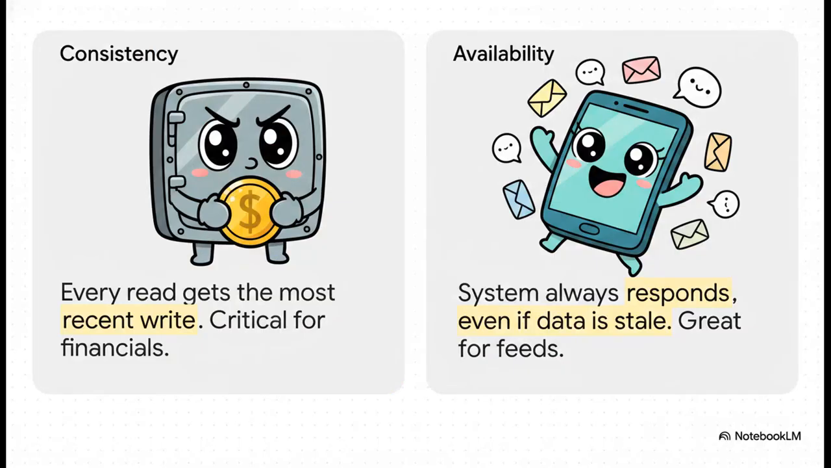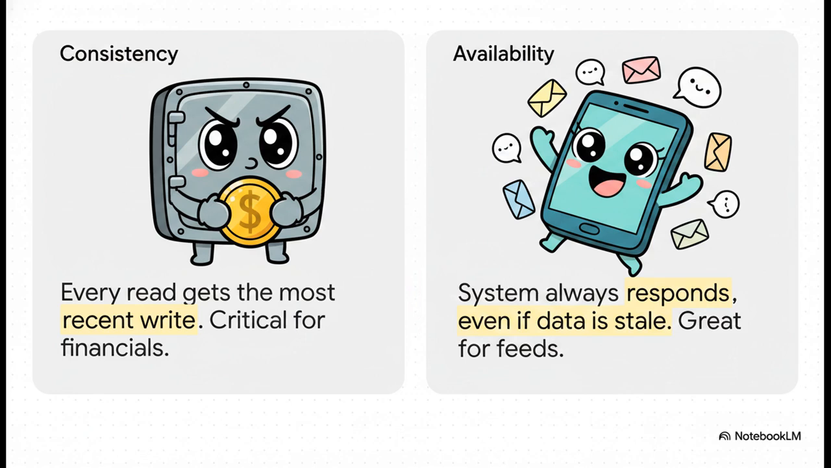Now, what's really interesting here is the actual choice you have to make. You're choosing between consistency and availability. Consistency means every read gets the most recent write, period. It is completely non-negotiable for things like financial transactions or access controls.